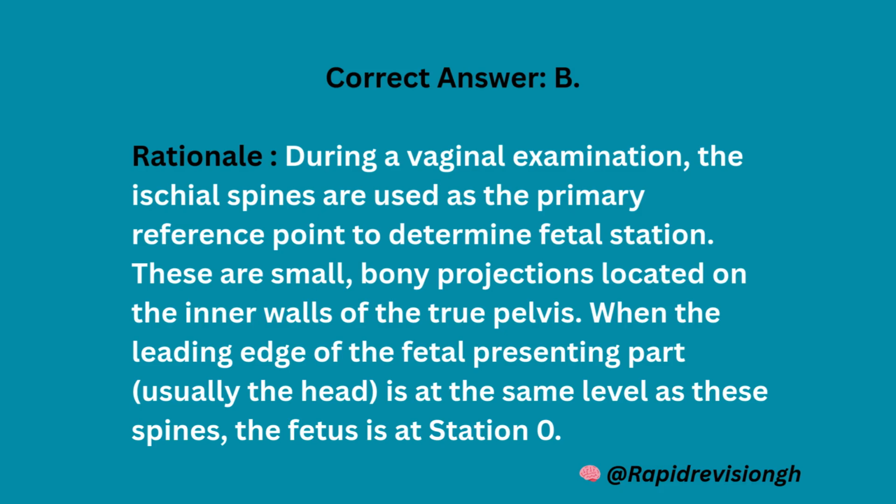Correct answer. B. Rationale. During a vaginal examination, the ischial spines are used as the primary reference point to determine fetal station. These are small, bony projections located on the inner walls of the true pelvis. When the leading edge of the fetal presenting part, usually the head, is at the same level as these spines, the fetus is at station 0.